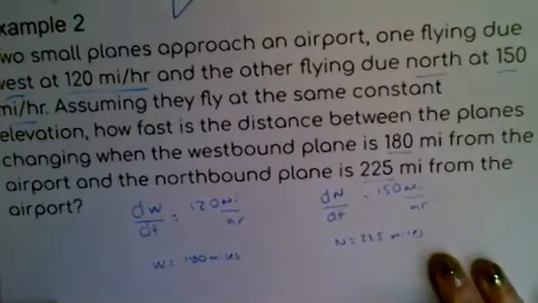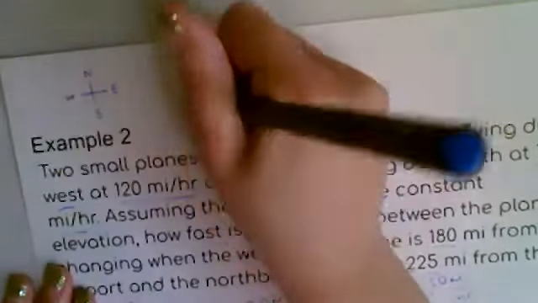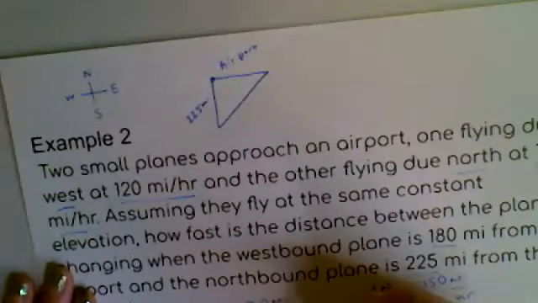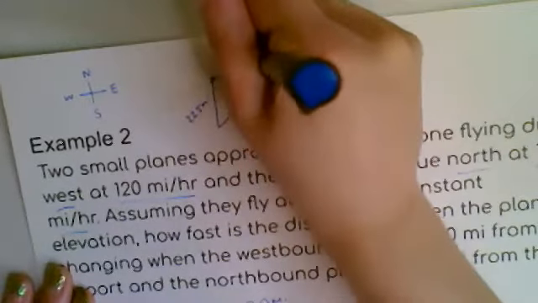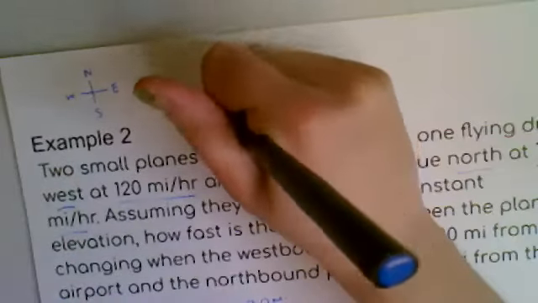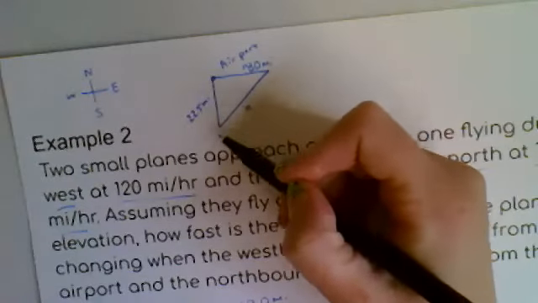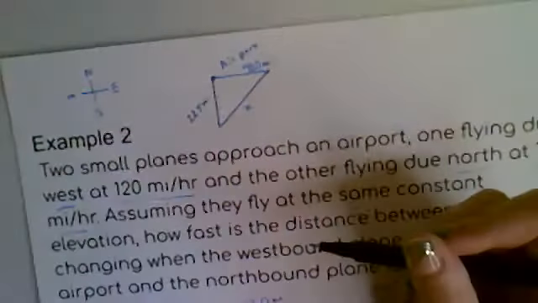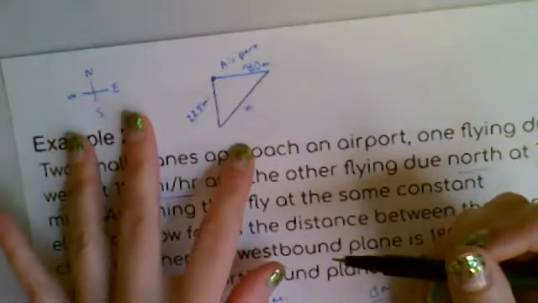Okay, so if I'm looking at this, this is my north plane. So my north plane is here and it is 225 miles away from the airport. And my west plane is here and it is 180 miles away. All right, so hopefully you can tell that I need to know what this distance right here is, because this distance is telling me how far apart the planes are from each other as they come together to go to the airport. So you might have noticed that this is a triangle and it's a right triangle specifically.